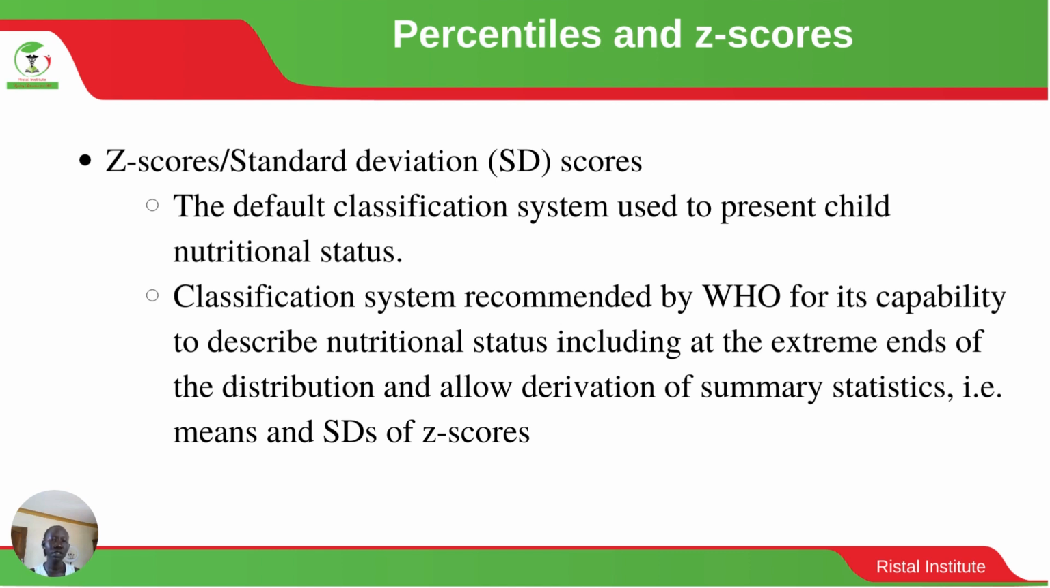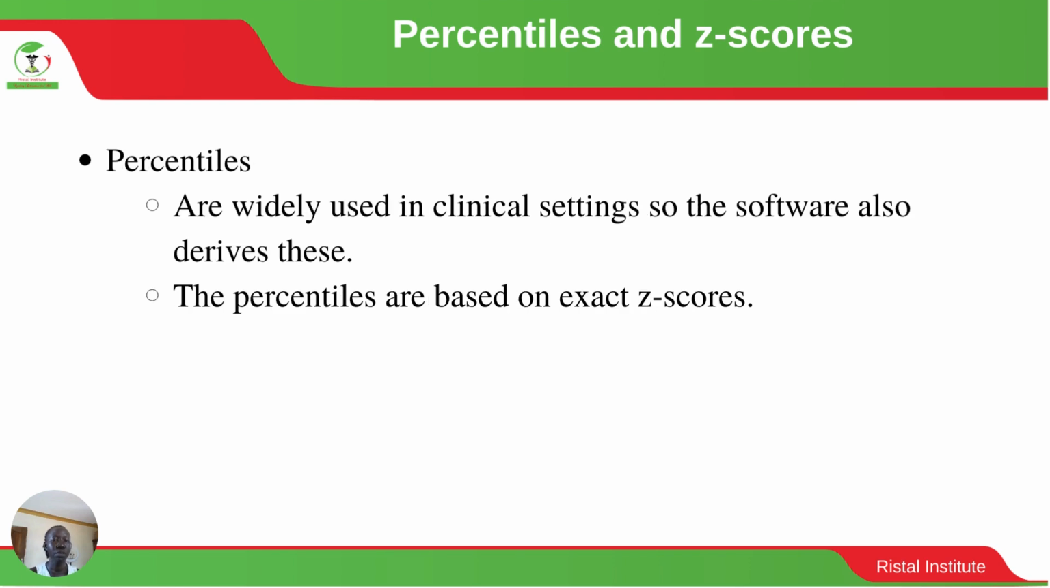So this classification system was recommended by WHO for its capability to describe nutritional status, including the extreme ends of the distribution, and also allows the derivation of summary statistics, for example, the means and SDs of the Z-scores. The percentiles are widely used in clinical settings. So this software also derives these different variables. And the percentiles are based on the exact Z-scores. It does not give you estimates. It gives you the exact values.